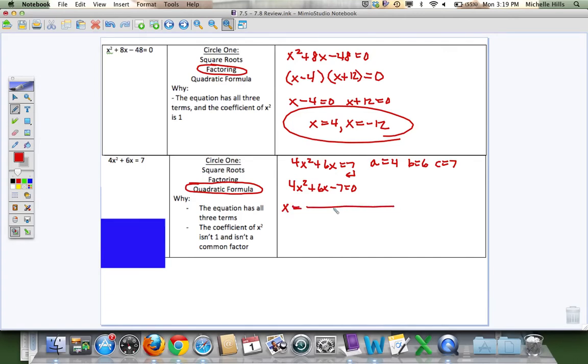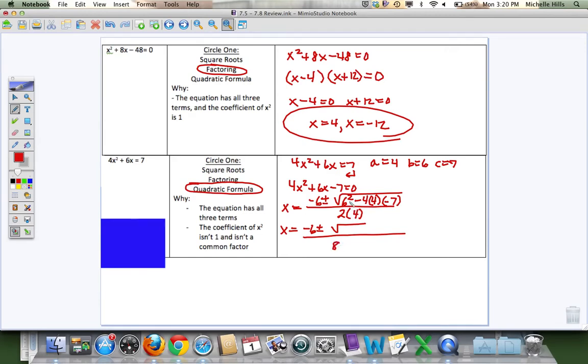X equals, big long fraction bar, the opposite of b. So b is 6, so this becomes negative 6, plus or minus the square root of b squared, so 6 squared, minus 4 times a, which is 4, times c, which is negative 7. That's a mistake on my part, negative 7, all over 2 times a, which is 4. So all I did was take the quadratic formula and substitute in my a, b, and c. This simplifies to x equals negative 6 plus or minus this big square root that I'll figure out what that equals, and then 2 times 4 is 8.